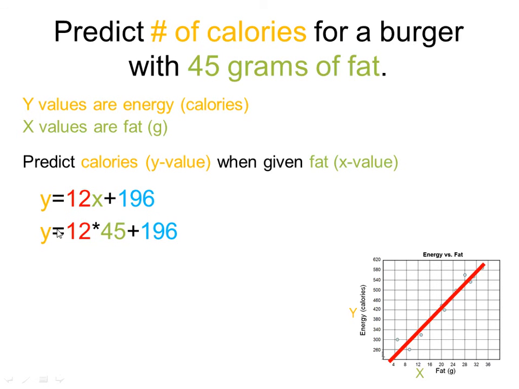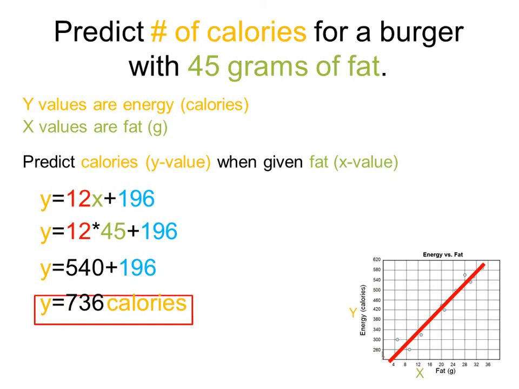So y is equal to, and what we're going to do now is take that grams of fat, and since we said that was our x value, we're going to plug that in for x. So y equals 12 times 45 plus 196. We multiply those and we get y is equal to 540 plus 196. Therefore, y is equal to 736 calories. And that is going to be your final answer.